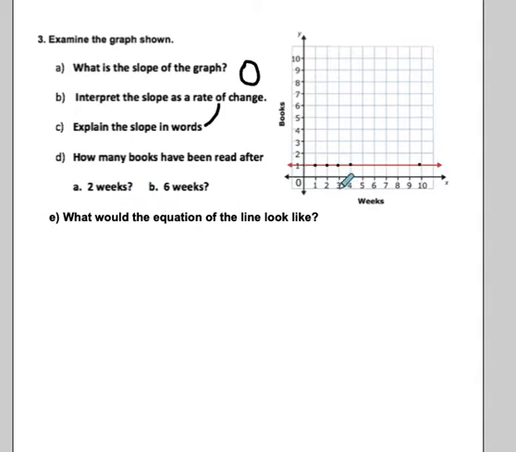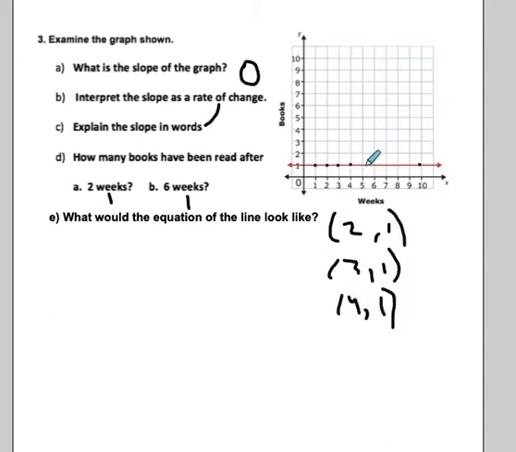So then we already answered this. How many books did I read after 2 weeks? I read 1 book. After 6 weeks, I still have only read 1 book. So what would the equation of the line look like? Now this is where it gets really fun, and I have a really nice way that I like to explain this. So for example, if you look at this point right here, this is the point 2 comma 1. The next point is 3 comma 1. And then we got 4 comma 1.